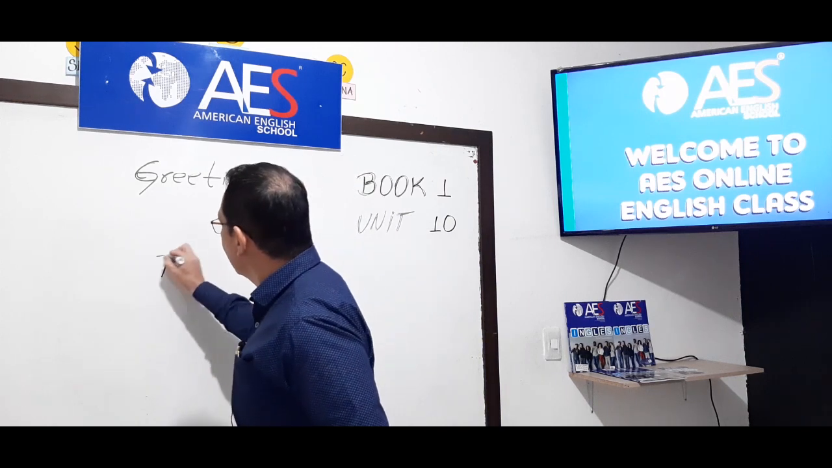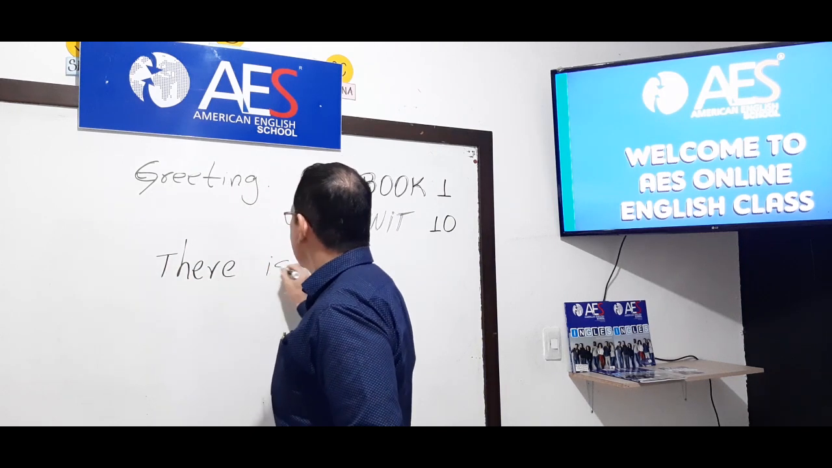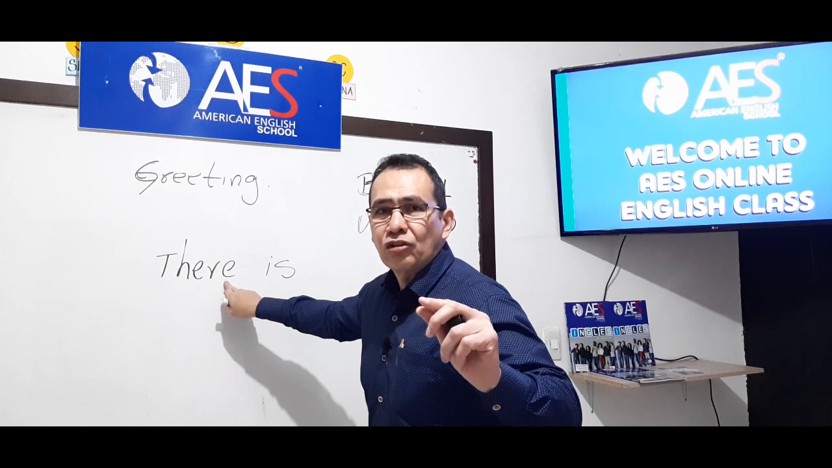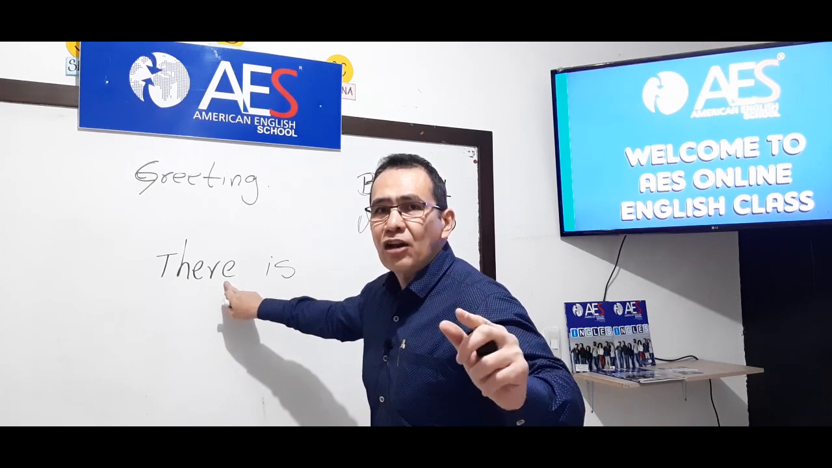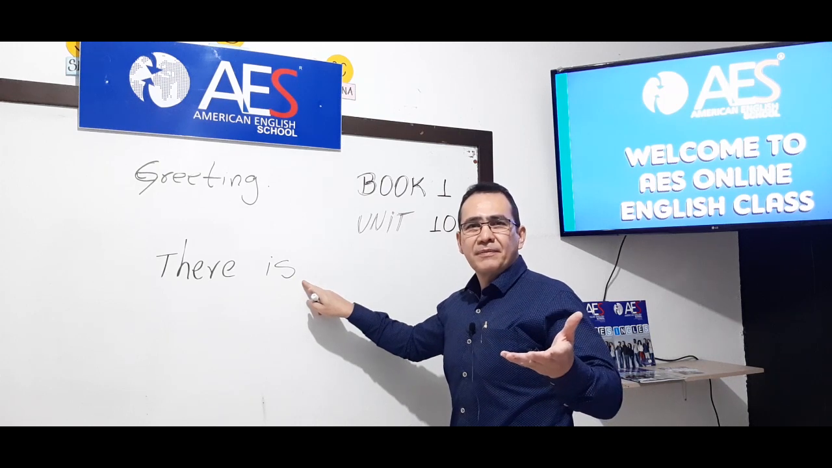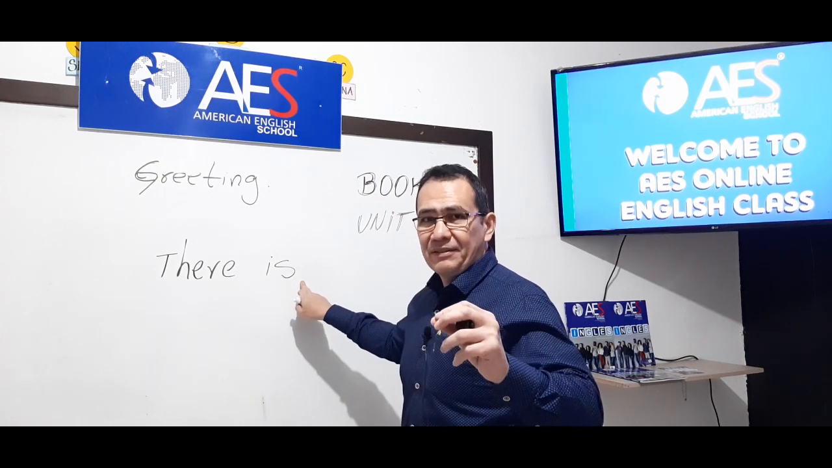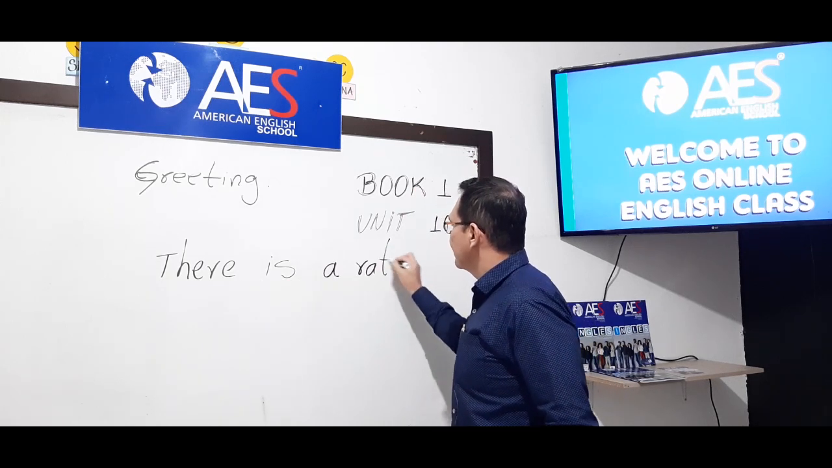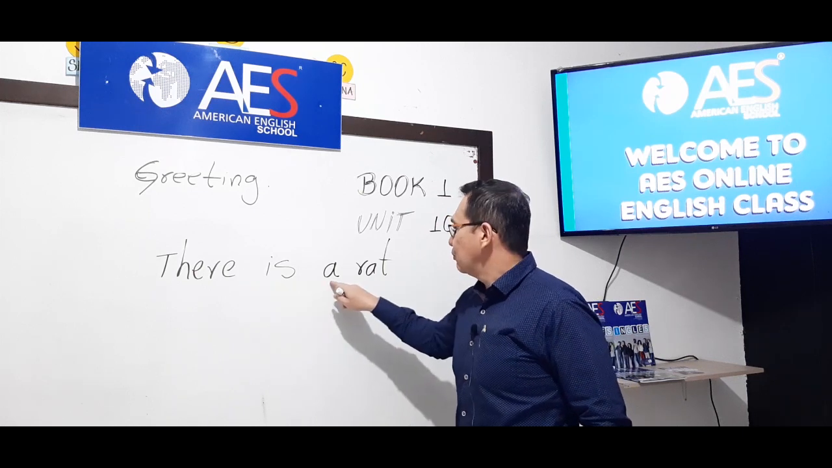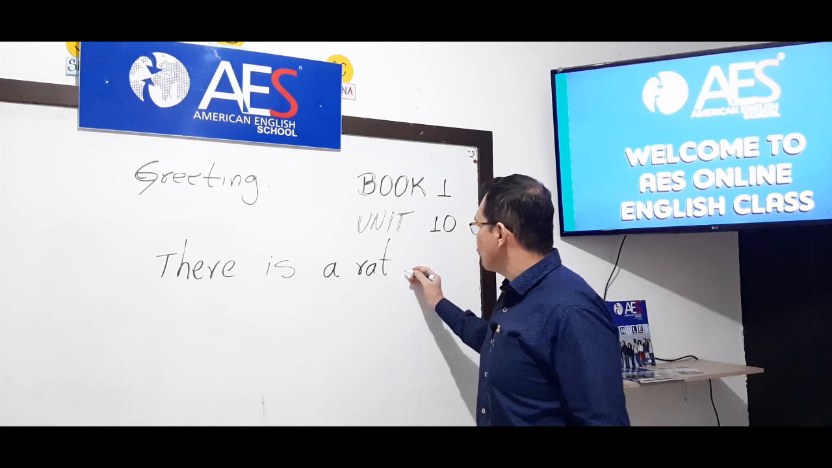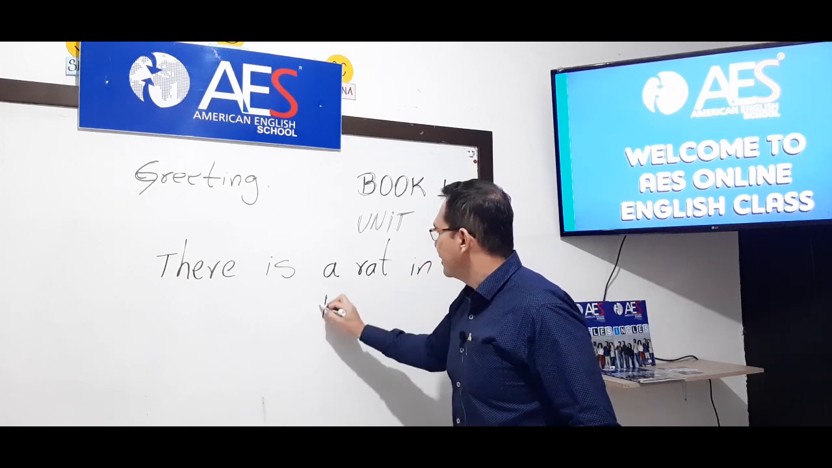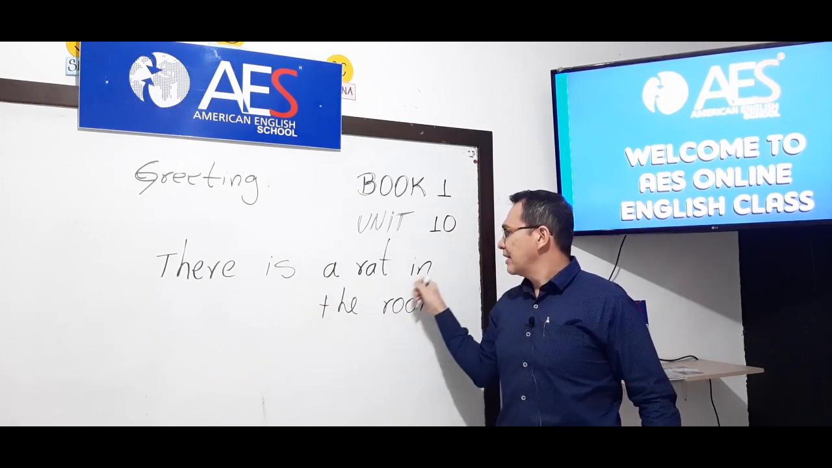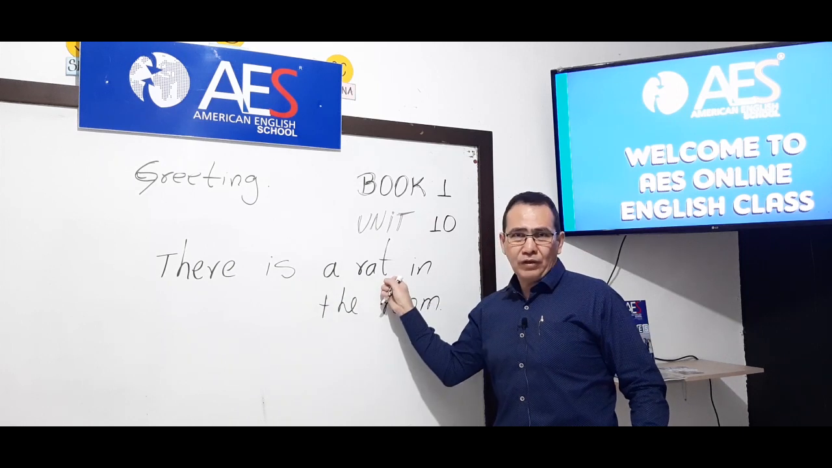We're going to work with there is. Okay, there is. The pronunciation here is there, no they. There is. What is there is? There is, I. So I say, yo digo, there is a rat. Una rata. There is a rat in the room. Okay? There is a rat in the room. Un ratón, una rata, en el salón.